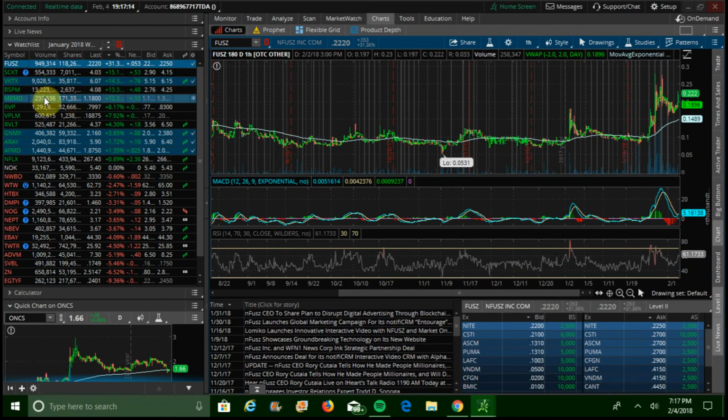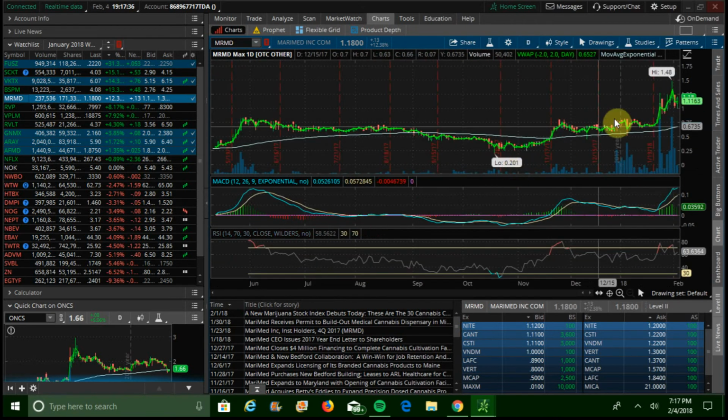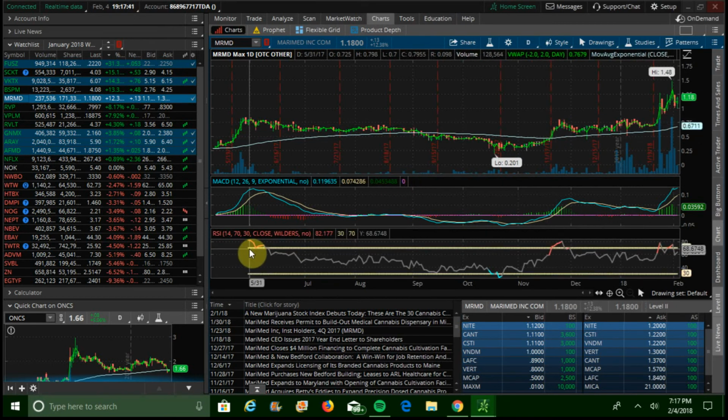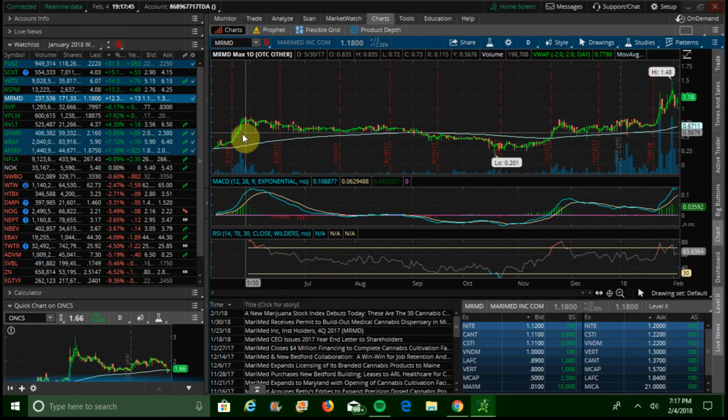Let's go to MRMD, mainly because this is one that I traded last week, and I will show you what I meant by how a stock trades over the 100-day moving average, and it has a potential of coming back down the next day. This was a perfect example. This stock, once again, has only been around since late May, end of May.